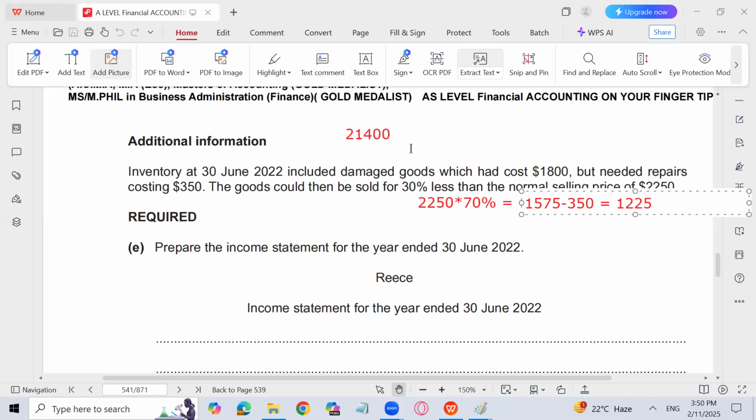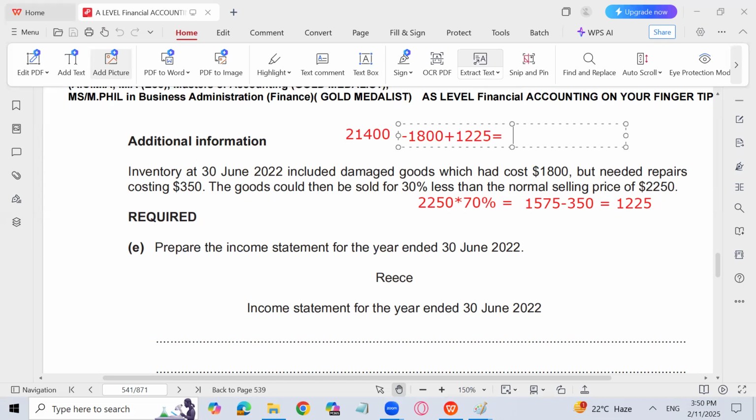1225. Now, 21400 is the closing inventory. I will subtract 1800 from this because that is the cost, and NRV will be added, 1225. Why? Because inventory is valued at cost or NRV, whichever is less. So cost is 1800, which is higher than the NRV, and NRV is market value or selling price minus cost to sell. Actual selling price of these goods is 1575. If we go for a repair of 350, so NRV is 1225.